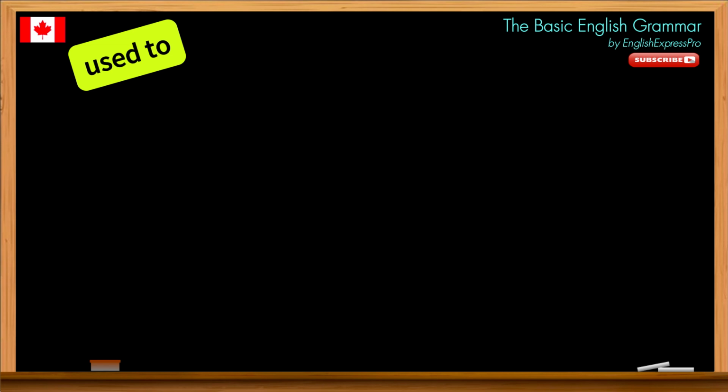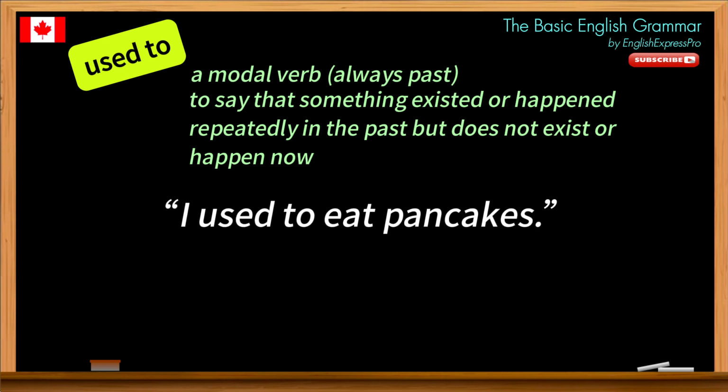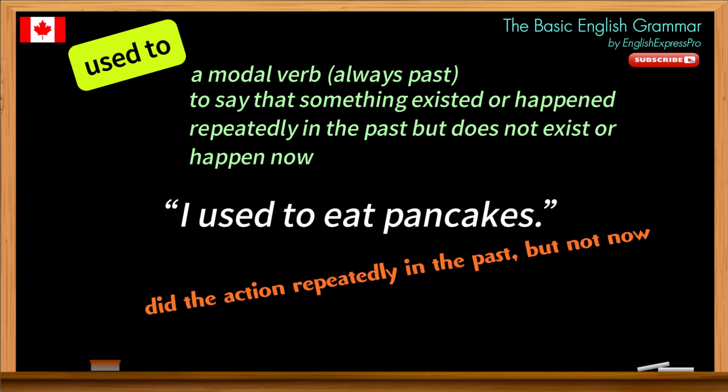Let's start with the last phrase, used to. Used to is considered a modal verb, though an unusual one since it is only found in the past tense. Choose used to say that something existed or happened repeatedly in the past, but does not exist or happen now. For example, I said, I used to eat pancakes. That means I ate them repeatedly in the past, but do not anymore.